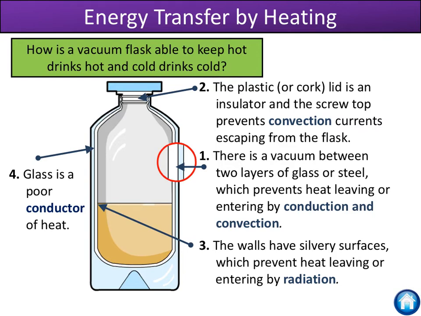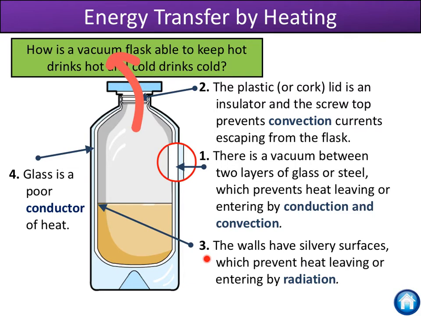The second method to reduce heat loss is number 2, which is the plastic or cork lid, and that reduces heat loss because it's an insulator, so that reduces heat loss through conduction. But the main way that having a lid on a vacuum flask reduces heat loss is through convection, because the convection currents can't escape, so the hot air will not be able to escape out the top of the vacuum flask, and therefore it keeps the hot fluid inside, and reduces heat loss of the liquid overall.